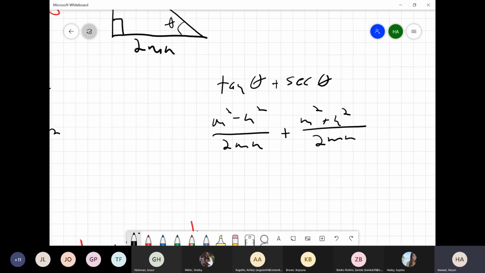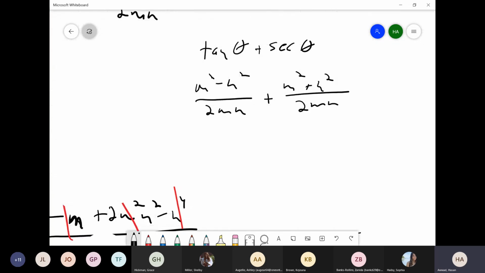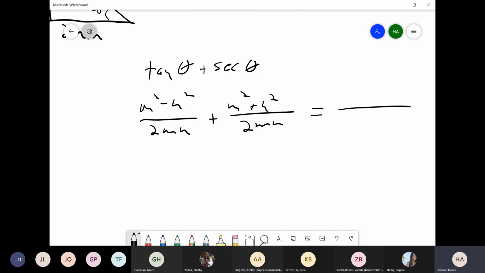And great, well, we have fractions, we're adding fractions, so we would need a common denominator, but we have a common denominator, 2mn, so we can just go ahead and add the numerators together, right? So when we add fractions together in general, that just means you're keeping your denominators the same, so 2mn, and you're just adding up the top and the bottom, right?